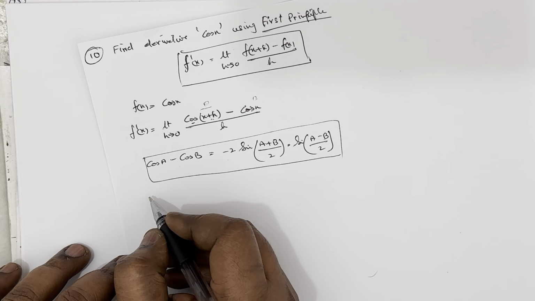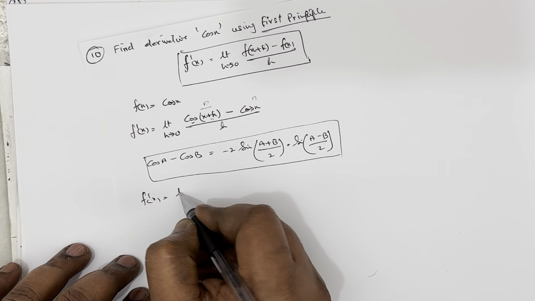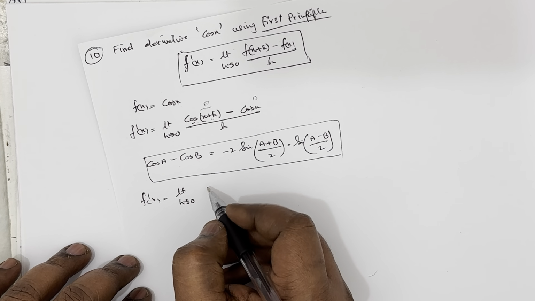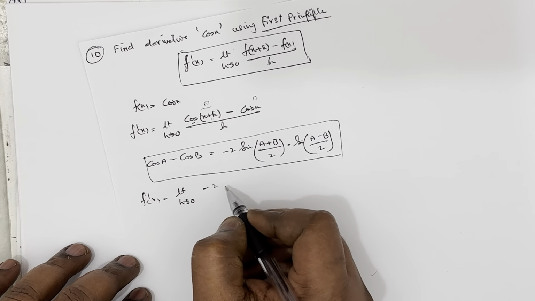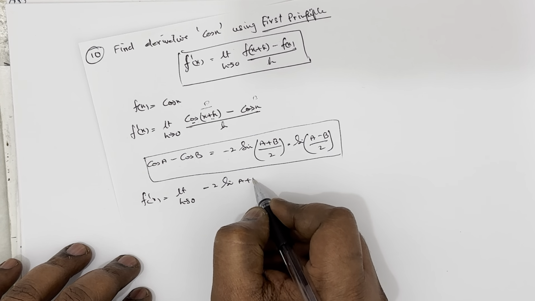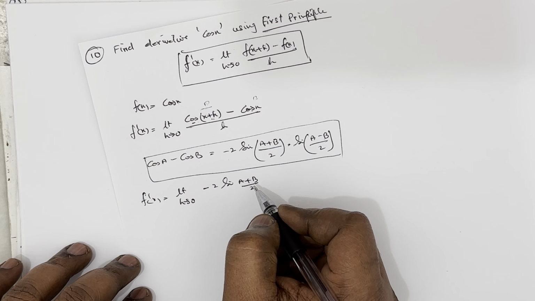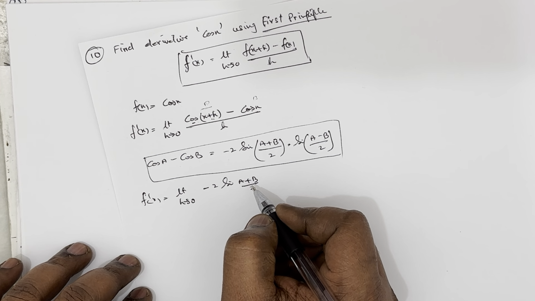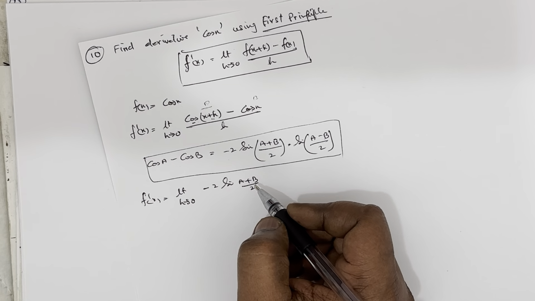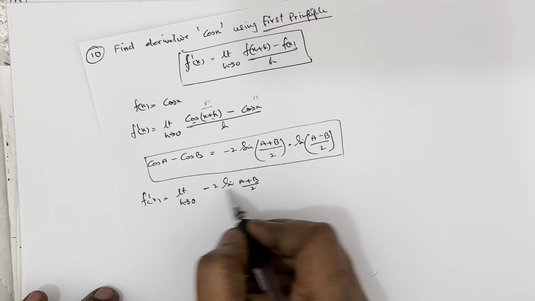So it will be f dash of x is equal to limit h tends to 0 minus 2 sine a plus b by 2, sine a plus, sorry, it's not a plus b. Okay, we'll do it again.